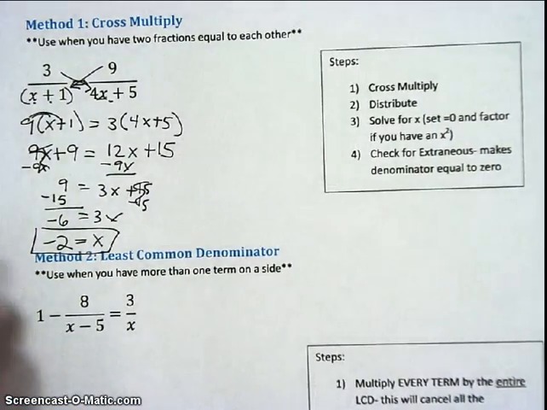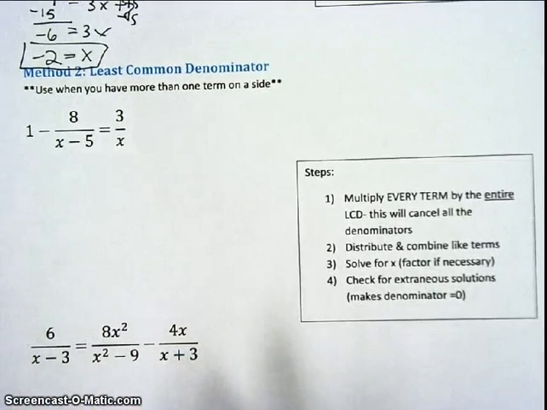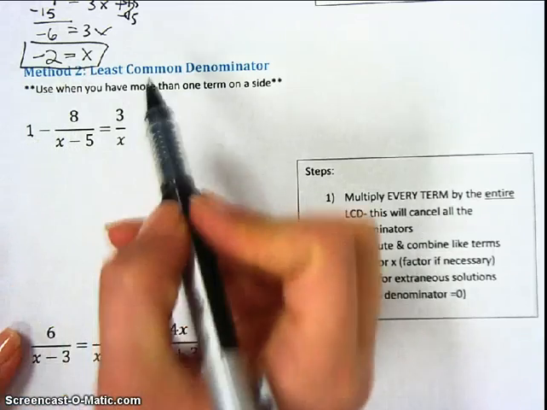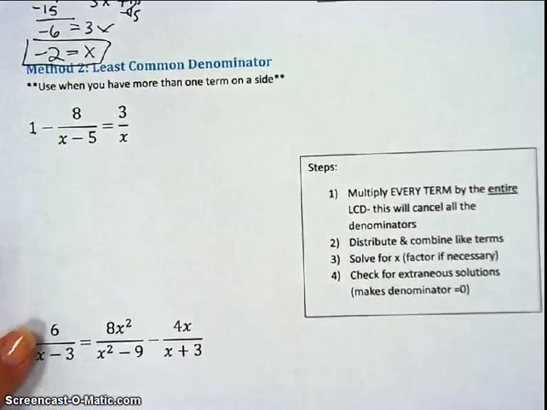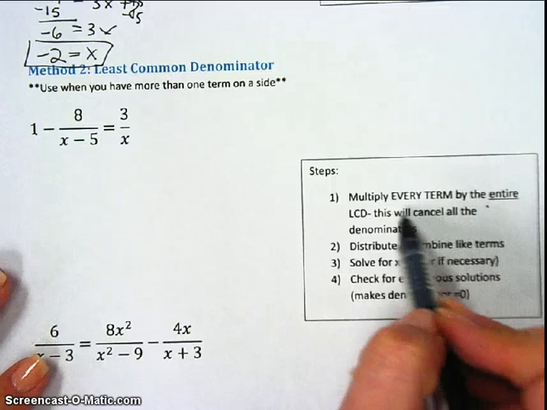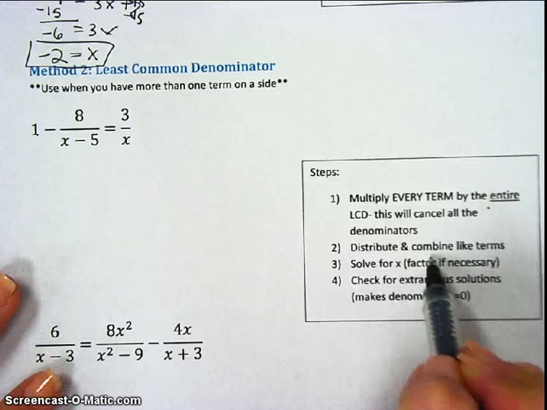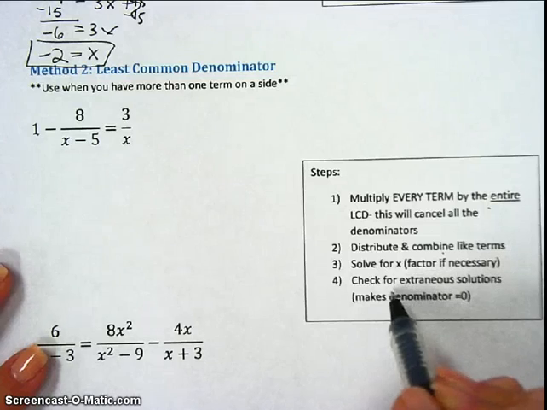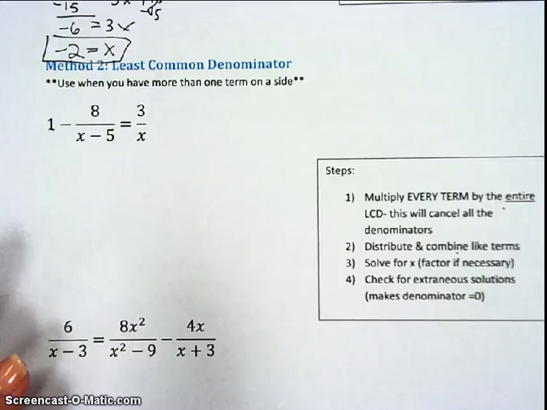The second method is when we're going to use least common denominators. You're going to use this when you have more than one term on each side. So if you notice, we have a 1 minus 8 over x minus 5. So we can't cross multiply because we have this third term over here. In order to do that, really the goal is we're going to multiply every term by the entire LCD. This is going to get rid of your denominators entirely. Then we're going to distribute to combine like terms, solve for x, always factoring if we need to, and then check for extraneous solutions. The first thing we need to do is find our LCD.